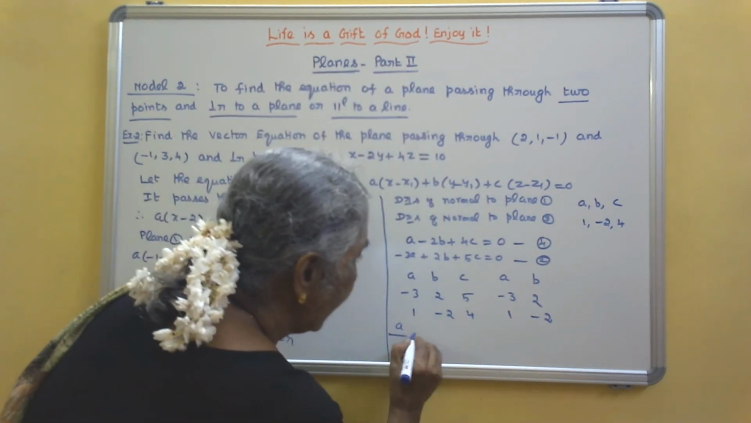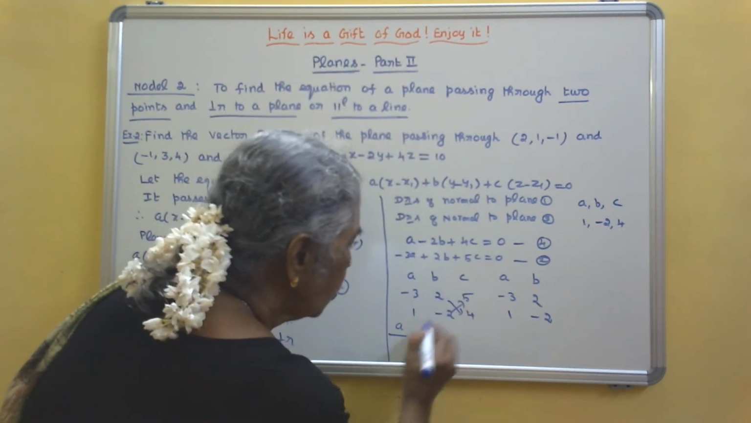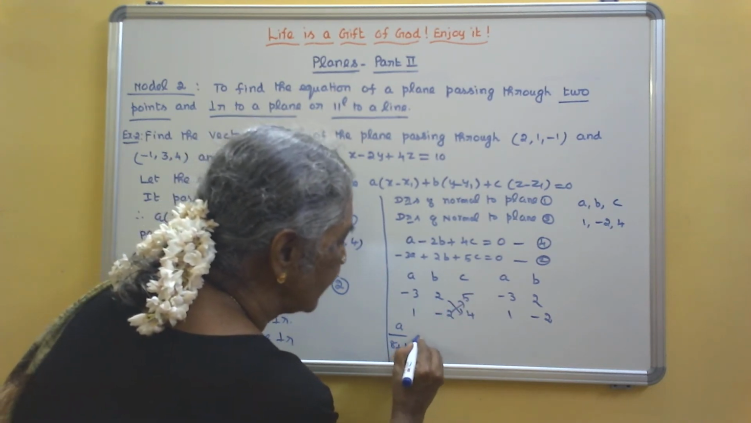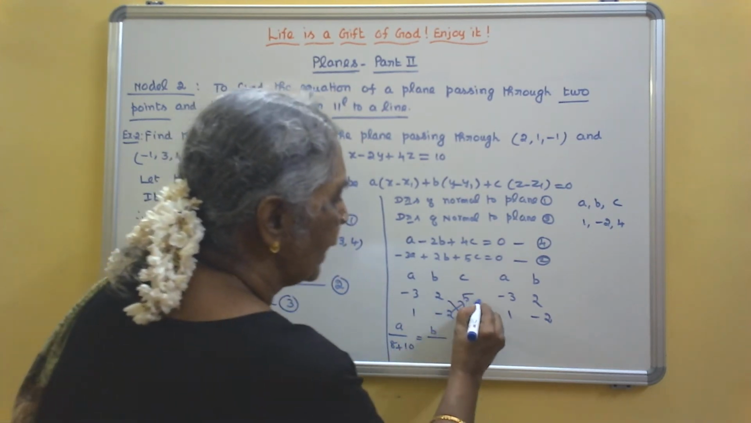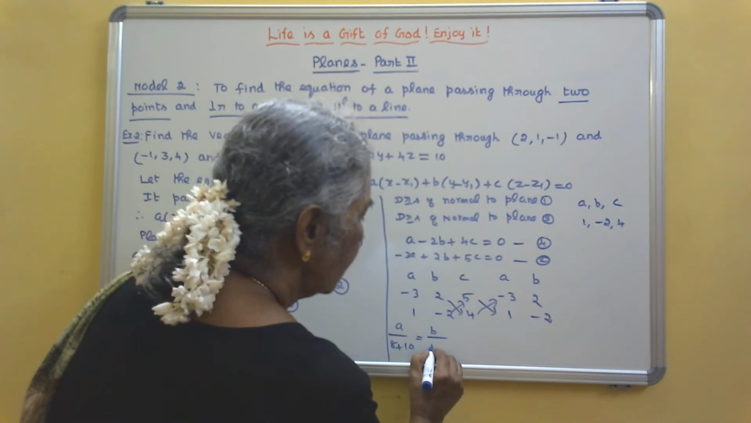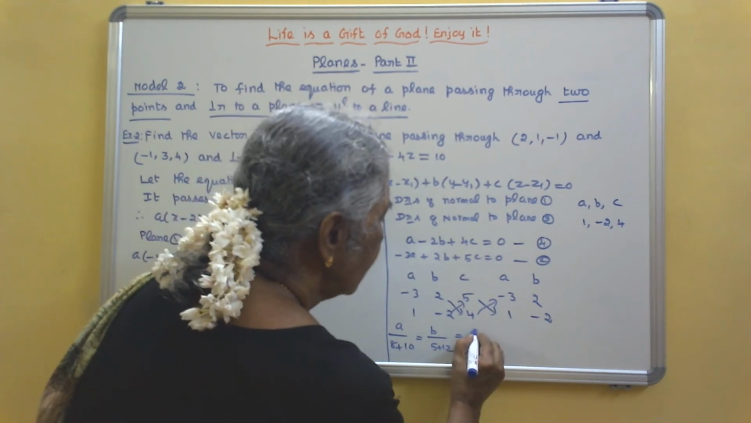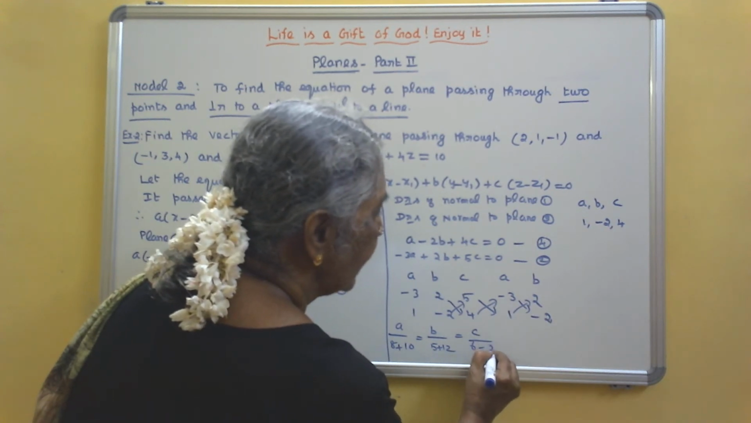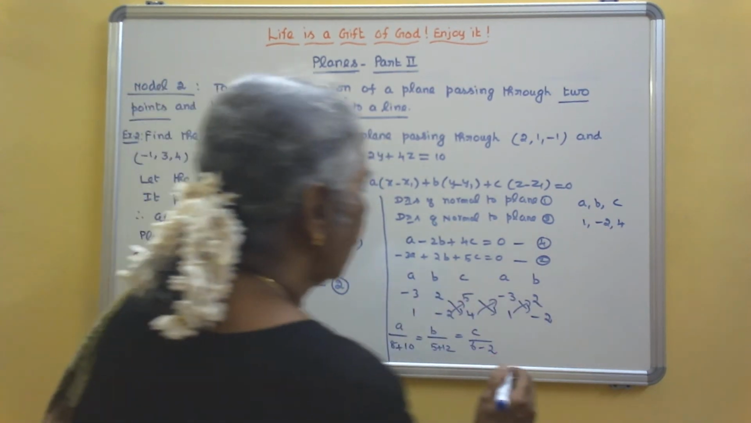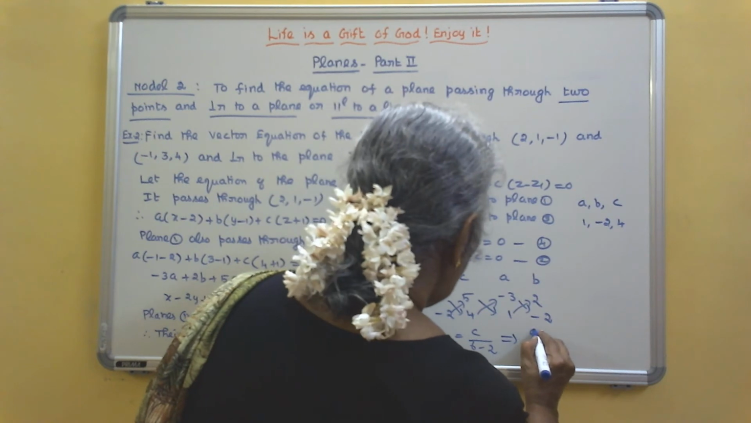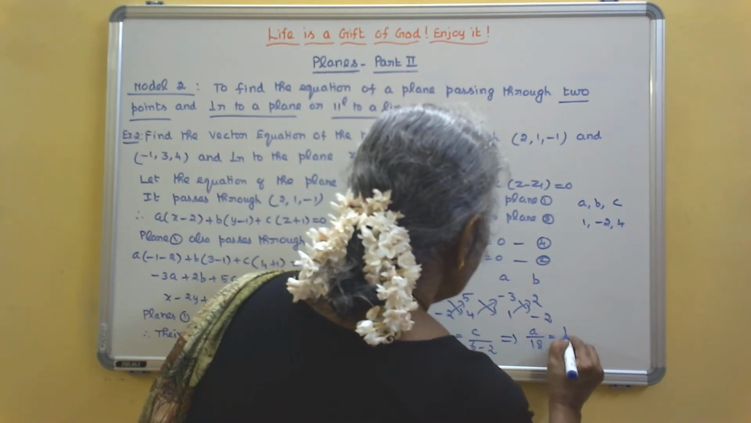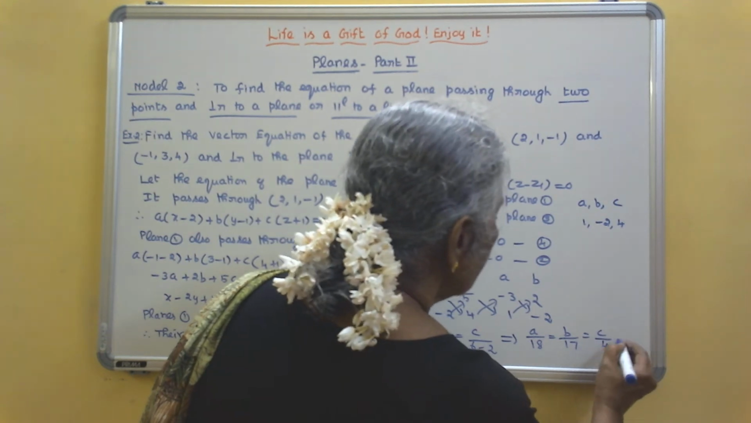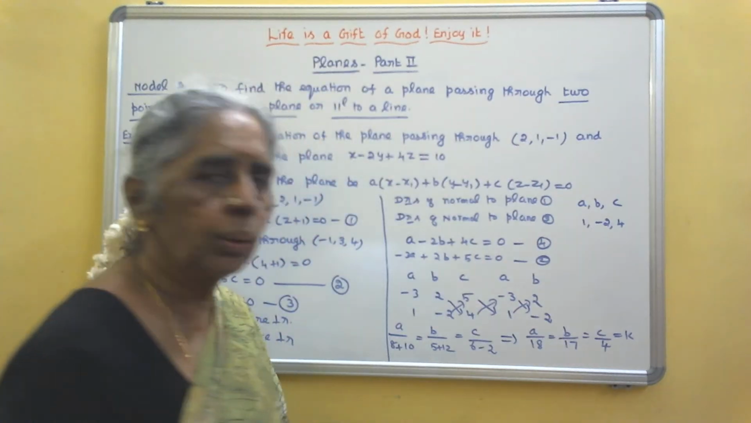So I will get a by, 2 4s are 8. Minus of minus, so that will become plus. That is equal to b by 5, then plus 12. Then c by, we will get 6 minus 2. So now that gives me a by 18 is equal to b by 17 is equal to c by 4, which is equal to k.